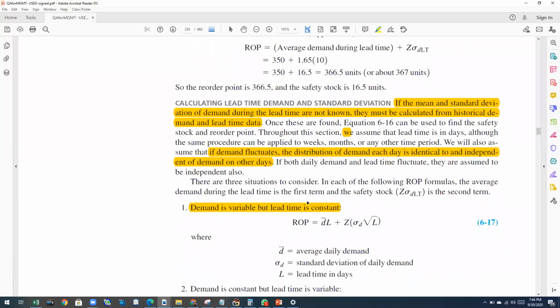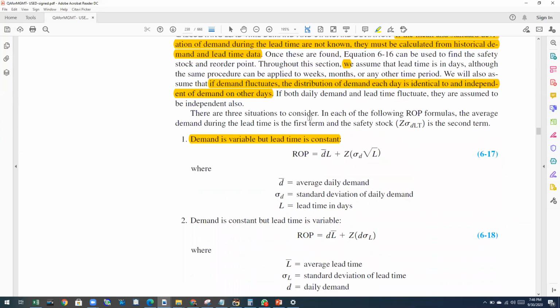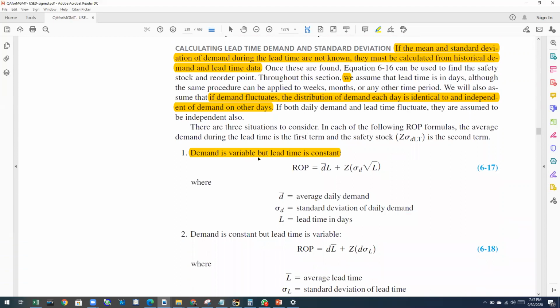There are three situations in which we use three different formulas. When the demand is variable or uncertain, but the lead time is constant, this is the formula. We use average demand because demand is variable, sometimes high, sometimes low. So we use average demand multiplied by the lead time plus Z multiplied by the standard deviation of demand during lead time multiplied by the square root of L.